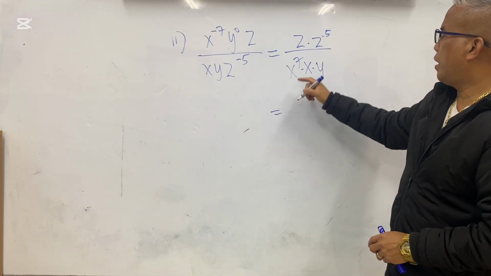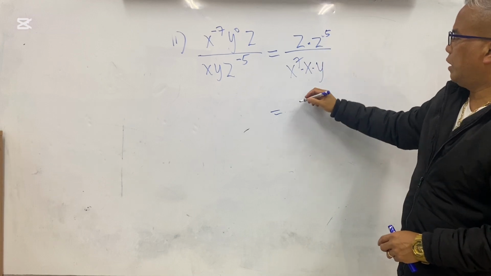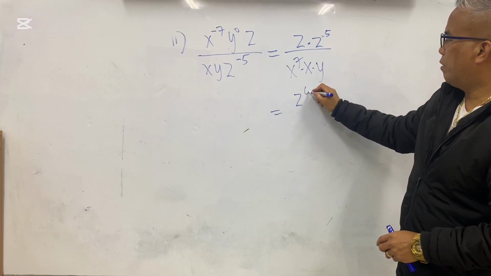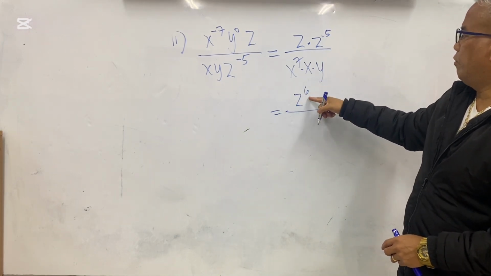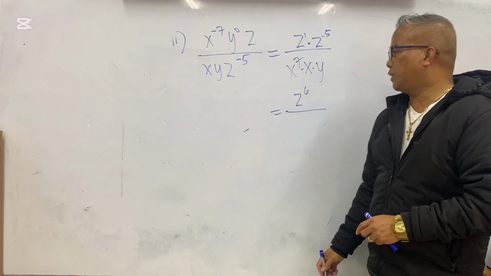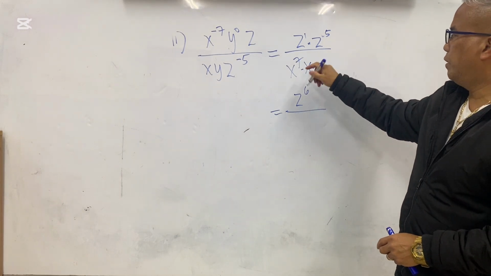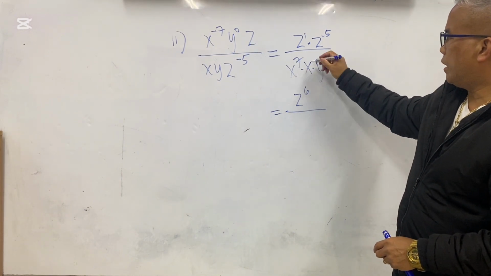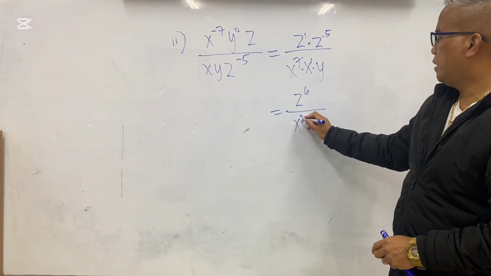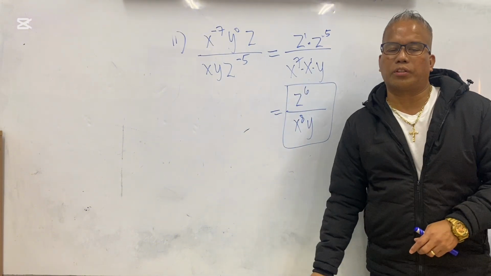Then the final answer is z times z to the power of 5, which is equal to z to the power of 6 over. So where did we get 6? There's an invisible 1 here. 1 plus 5 equals 6. So the numerator now is z to the power of 6 over x raised to 7 times x, which is equal to x raised to 8, then y. So this is now the final answer.